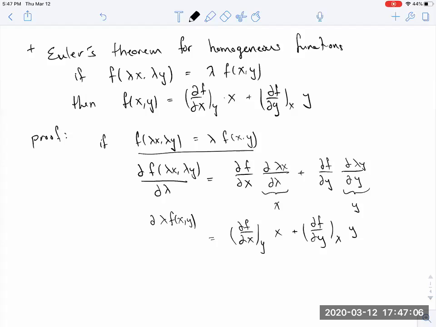d lambda f of x and y, d lambda, must be equal to the right-hand side. And this is a simple derivative to take. That's just f of x and y. So what we've then just proved is indeed that f of x and y, provided it's first order homogeneous in x and y, can be written in this partial derivative times its arguments form.